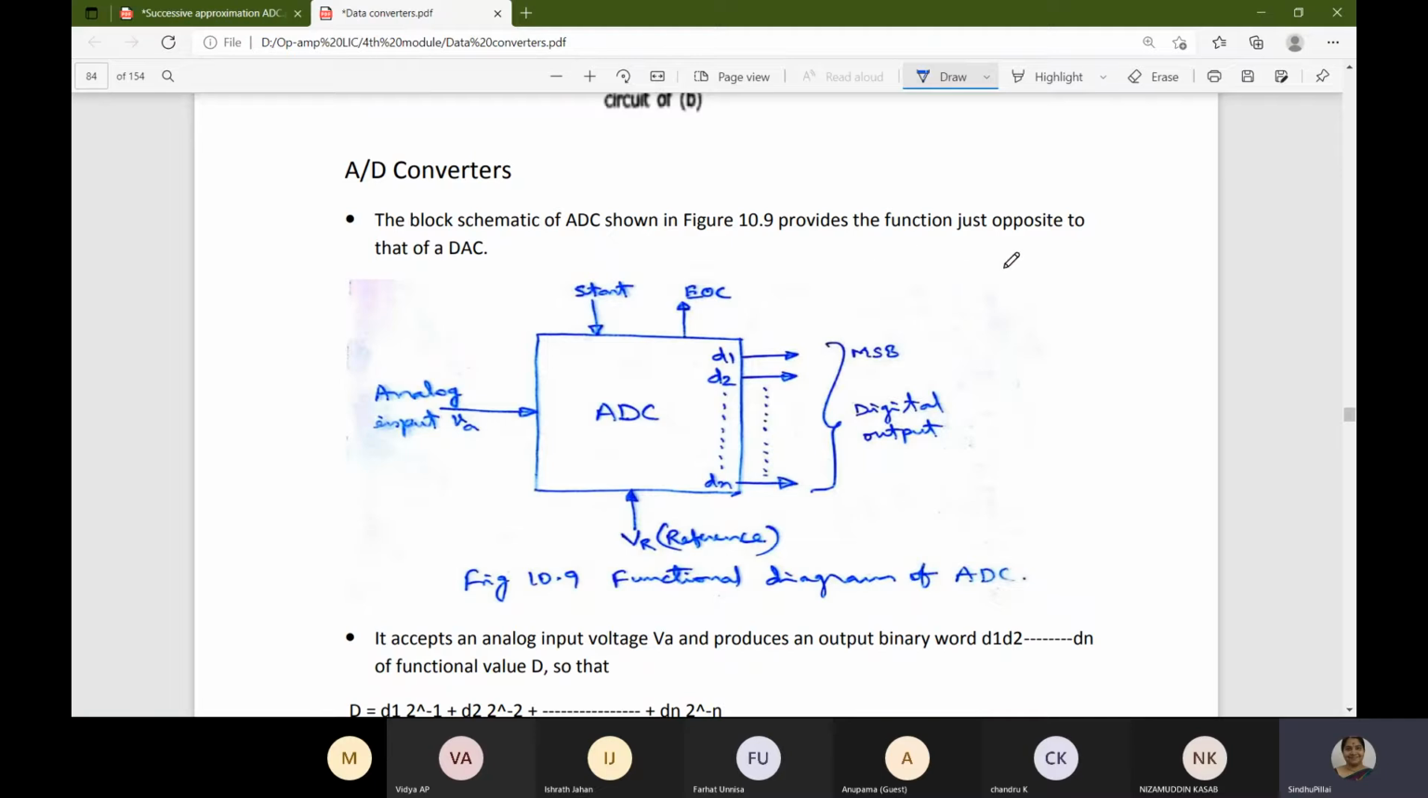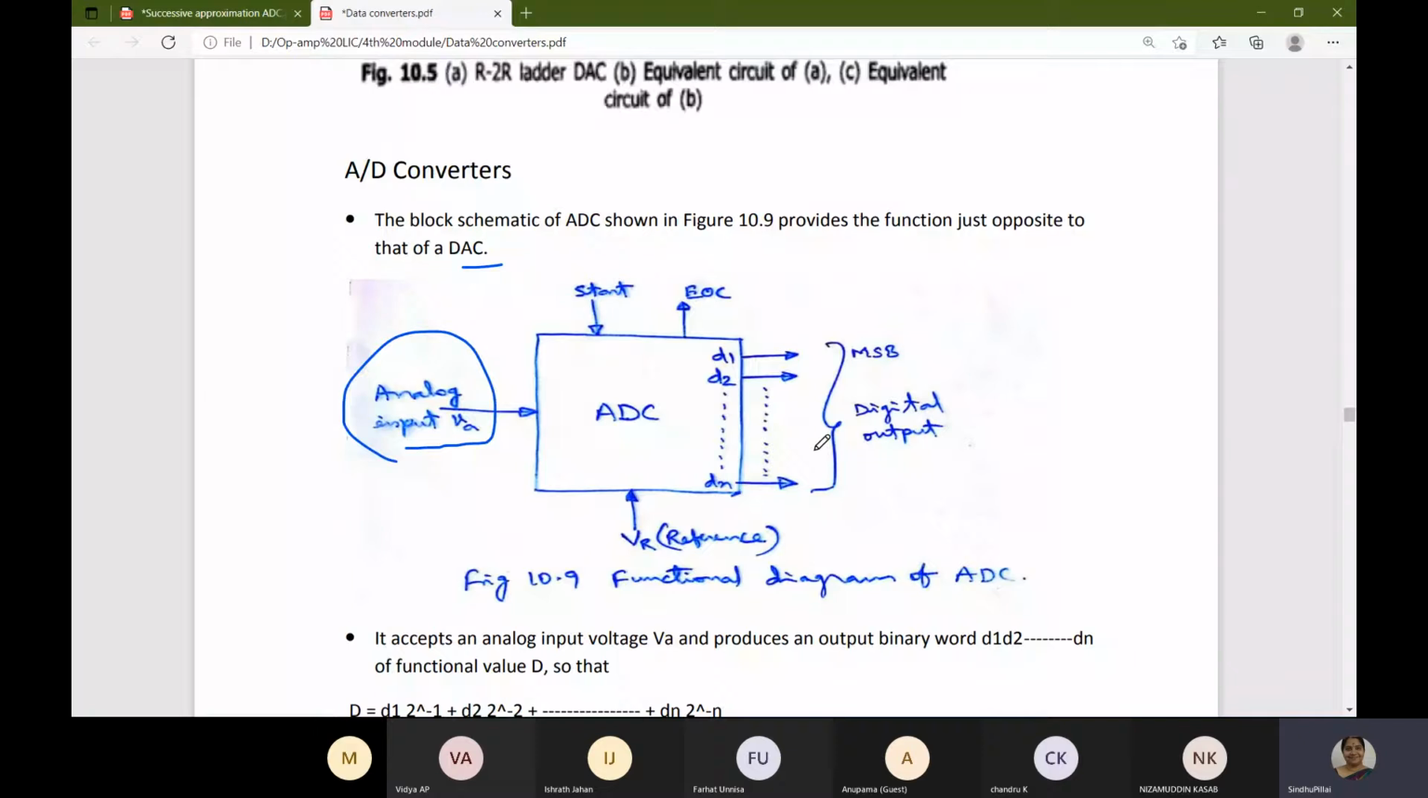which provides the function, and it is just opposite to DAC. Okay. So what way it is opposite? What is the input here? The input is analog and the output is digital. It converts analog to digital.